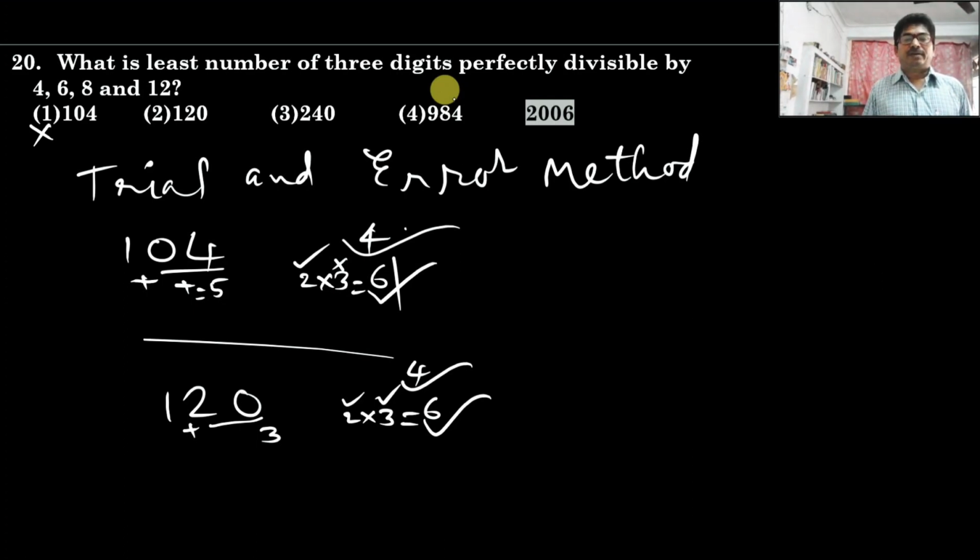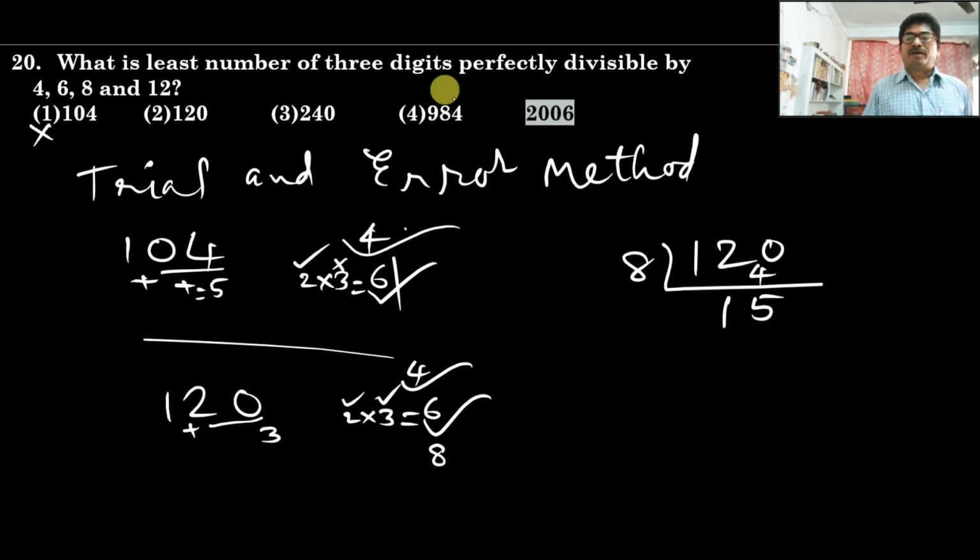Next, 8. If the last 3 digits of a number are divisible by 8, then the number is exactly divisible by 8. 120, so this short division we know. 8 ones are 8, 4, 8 fives are 40. No remainder here, 0 remainder. This is the quotient. So 120 is exactly divisible by 8.